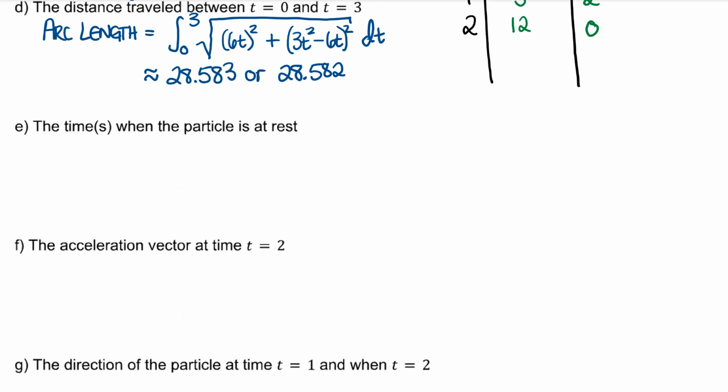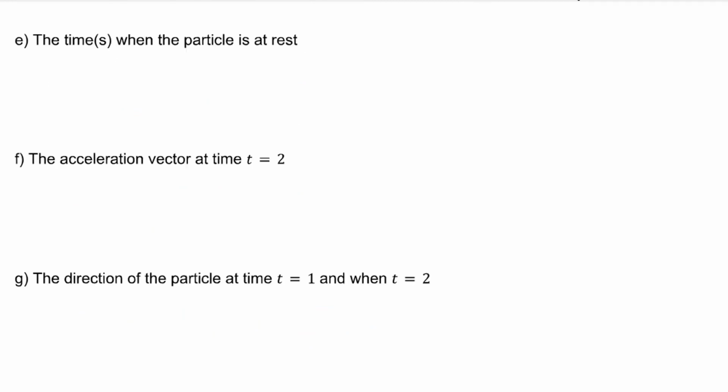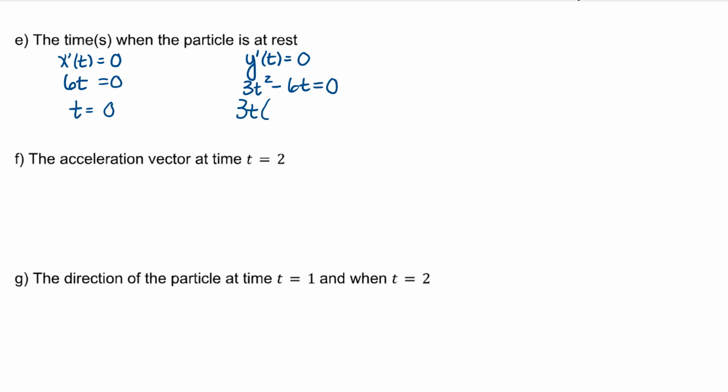To find the times when the particle is at rest, we're looking for when the velocity vector is equal to 0. We care about the value of t that makes both of them 0, and that would be t equals 0. The object is at rest when time is equal to 0.